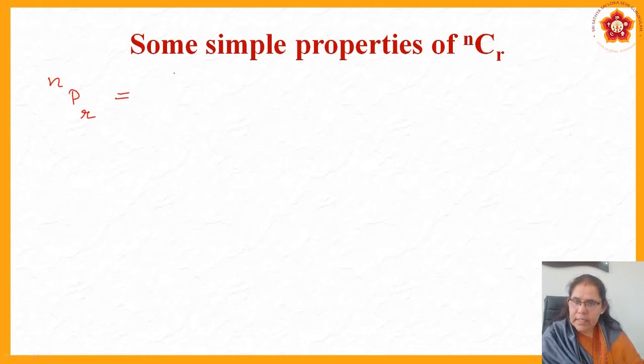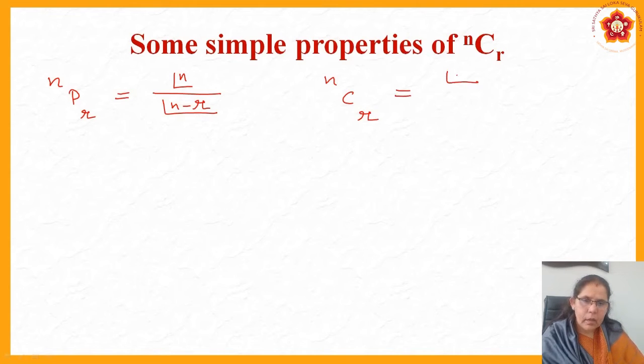Before moving on to NCR, let me first write what is NPR. NPR is factorial n upon factorial n minus r. What is NCR? NCR is factorial n upon factorial r into factorial n minus r.